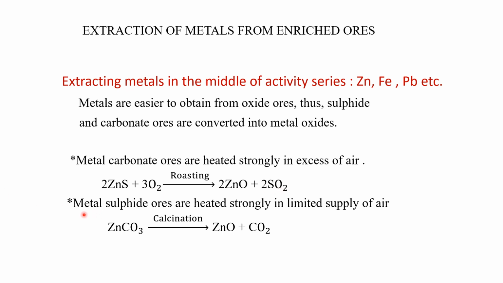What about metal carbonate? When the metal carbonate ore is strongly heated in a limited supply of air, or you can say absence of air, this process is known as calcination. So you see zinc carbonate, when it is heated, will produce zinc oxide and carbon dioxide. In both the cases you will find that always metal oxide will be formed.